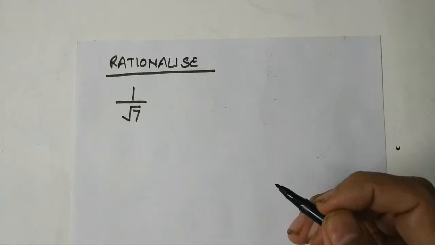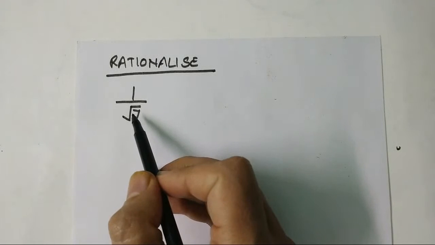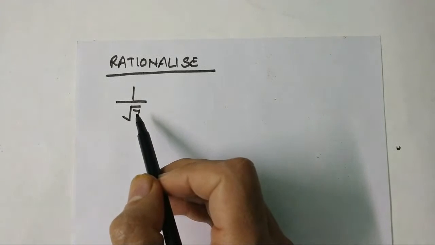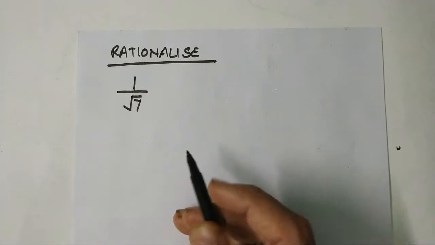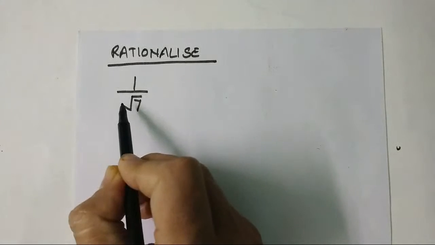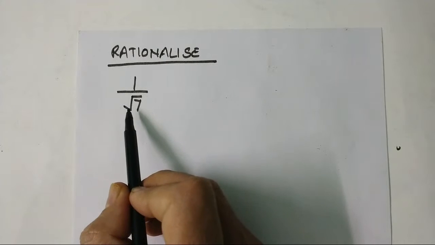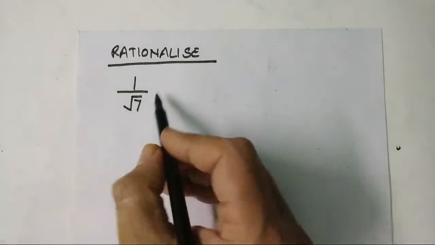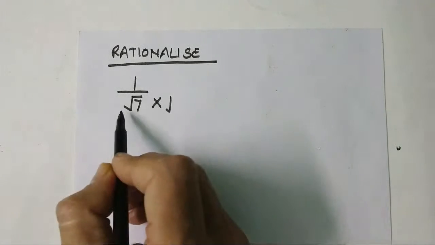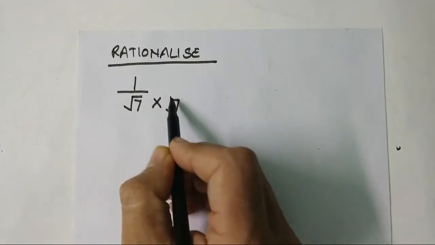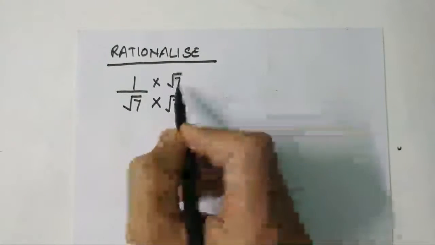1 upon root 7. If there is a number given, 1 upon root 7, and we are told to rationalize it, in simple language, I will not complicate. We have to remove this root 7 from the denominator. To remove this root 7 from the denominator, this is a single number, I will just multiply it by the same number because this is a square root. So I will multiply it by square root of 7.